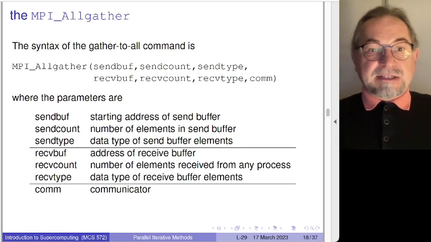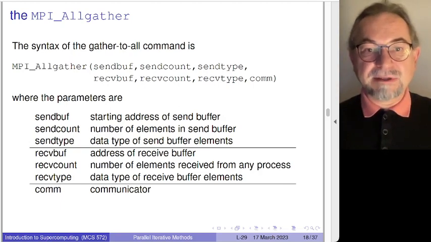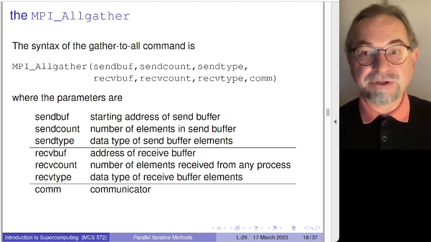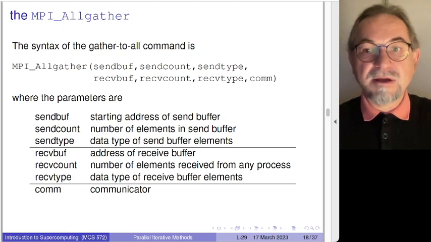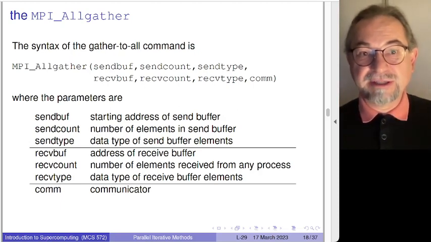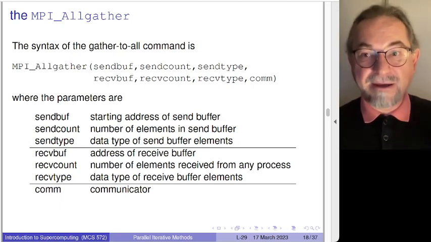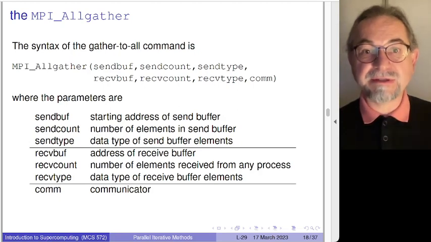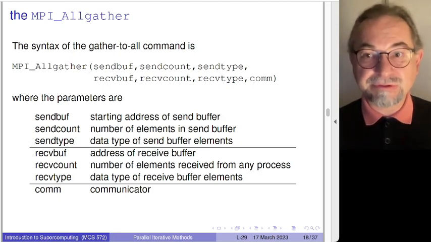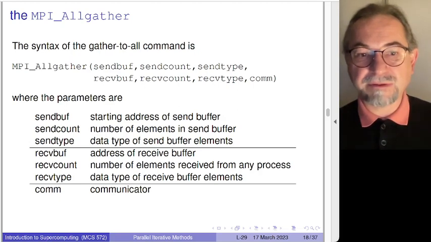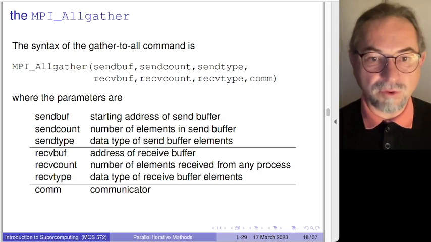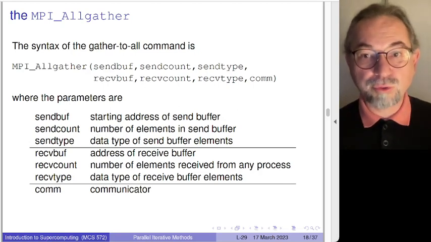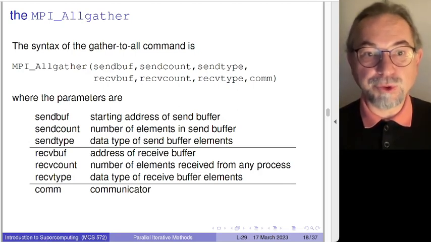Here is the syntax, the MPI all gather. We work with buffers. We don't need to give the source and the destination. This is one other example of a collective communication. Every processor participates in this process. Every processor provides a buffer and provides a type and a count. And this is for all the processors that belong to the same communicator.